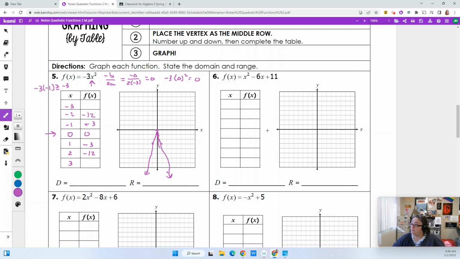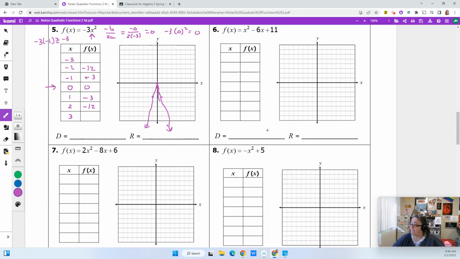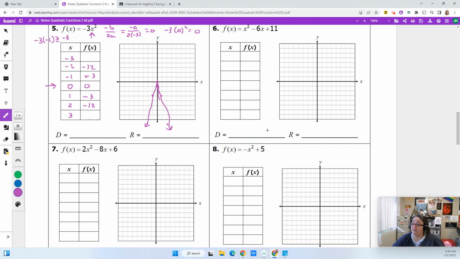So let's do number 6. I'm not going to do all of these problems because I don't have time. But first I have to talk about the domain and the range. The domain of a function is always all of the possible x values that you can have.